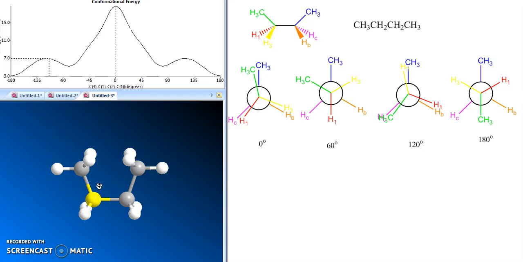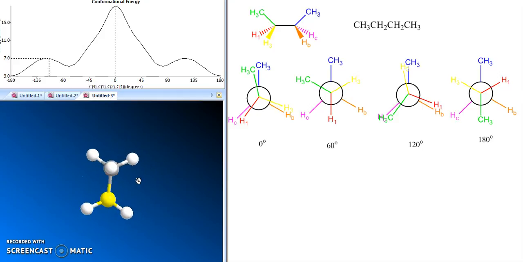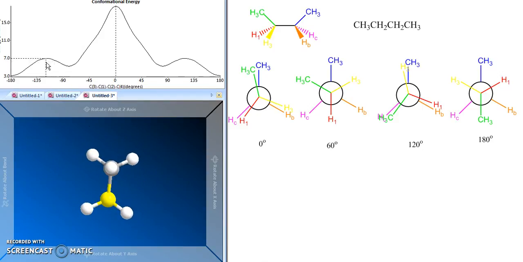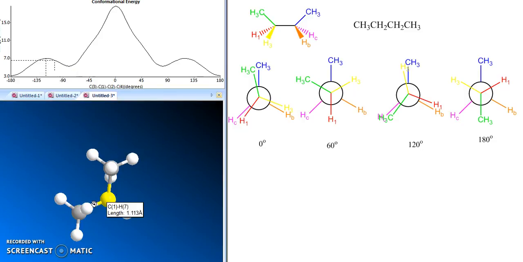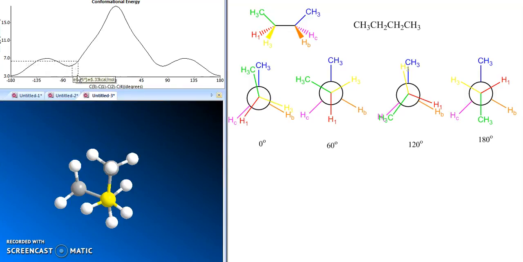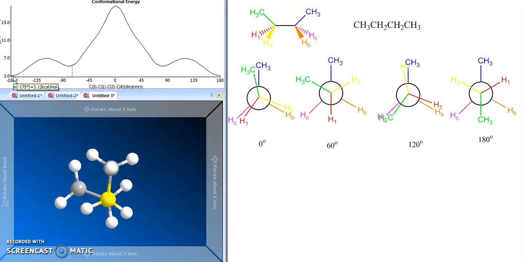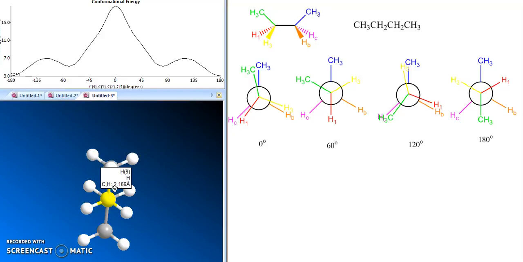And what you can see is that the conformation where the two methyl groups are eclipsed is much higher than the other eclipsed conformation where it's the hydrogen eclipsing a methyl group. And this staggered conformation where the two methyl groups are close together is higher in energy than the staggered conformation where the two methyl groups are anti to one another.